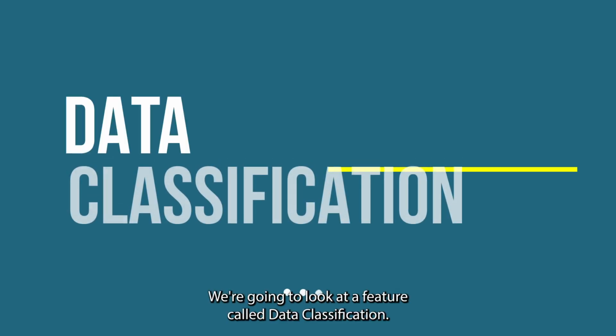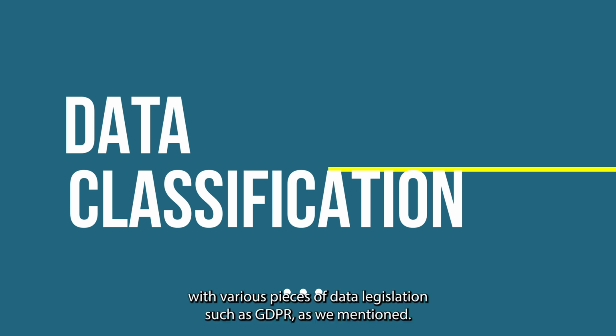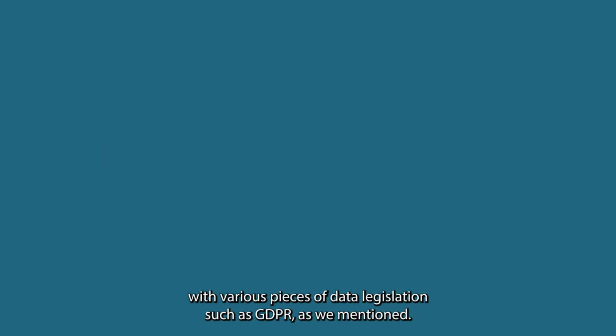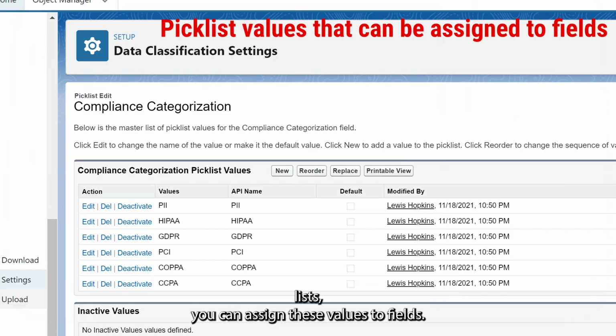So we're going to take a look at this feature now and show you what you should be using. We are going to look at a feature called data classification. This allows you to assign labels to fields in Salesforce that include data sensitivity levels and the piece of legislation the field is tied to. And this will help you with compliance and/or readiness with various pieces of data legislation such as GDPR, as we mentioned.